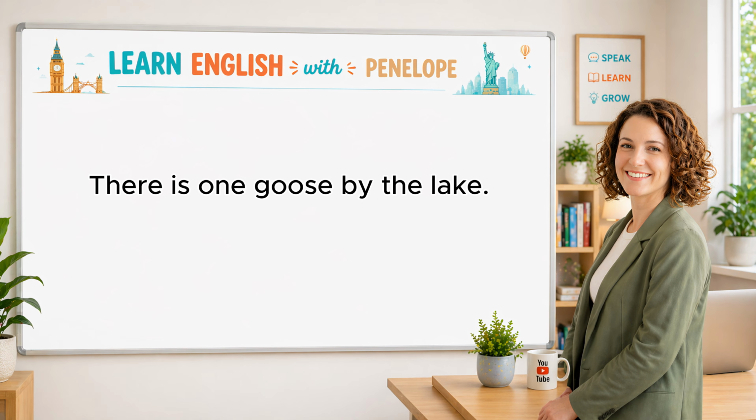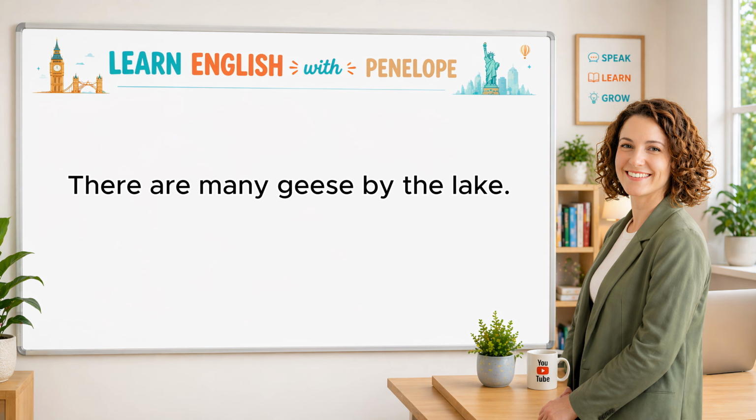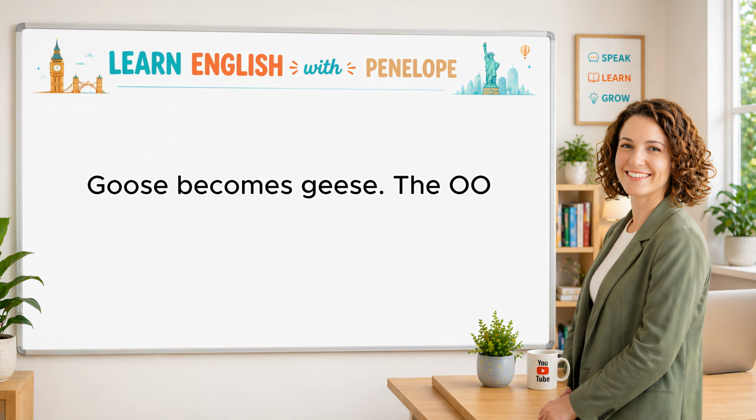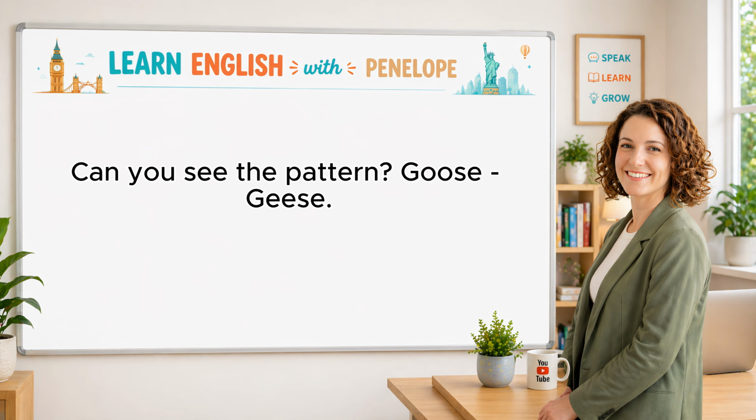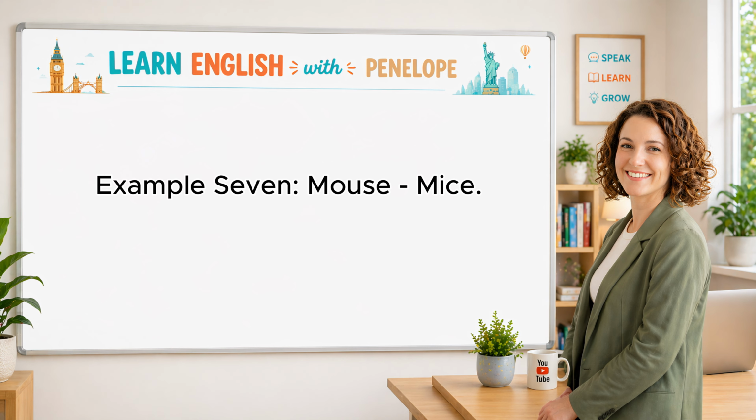Example 6, goose, geese. There is 1 goose by the lake. There are many geese by the lake. Goose becomes geese. The OO changes to EE. Can you see the pattern? Goose, geese.